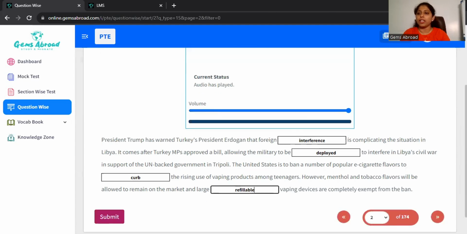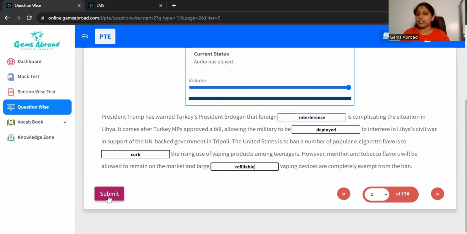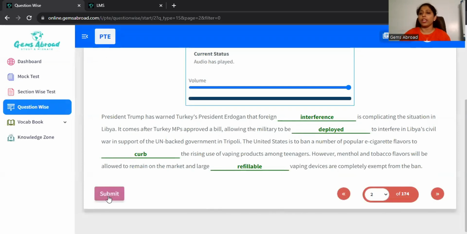So proofread it. You have to click submit. Okay, again, this is how you type. Proofread, submit, click answer. Zero marks for spelling. So this is how you have to practice your listening fill in the blanks.